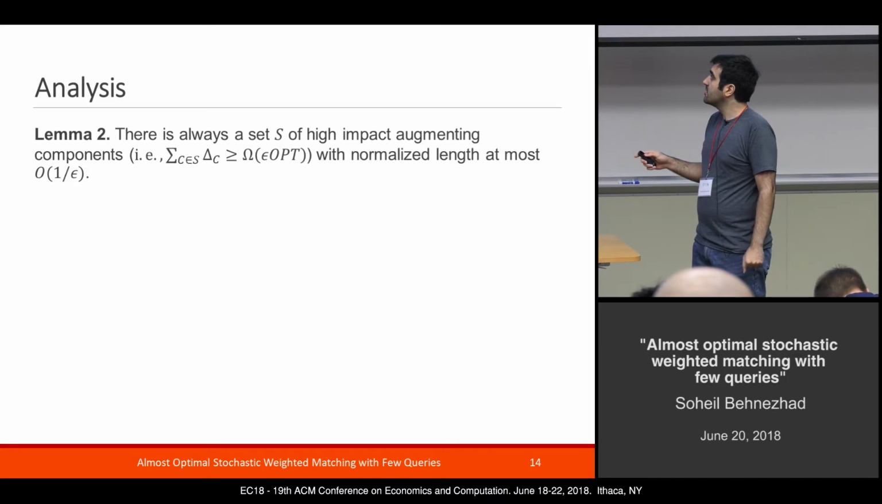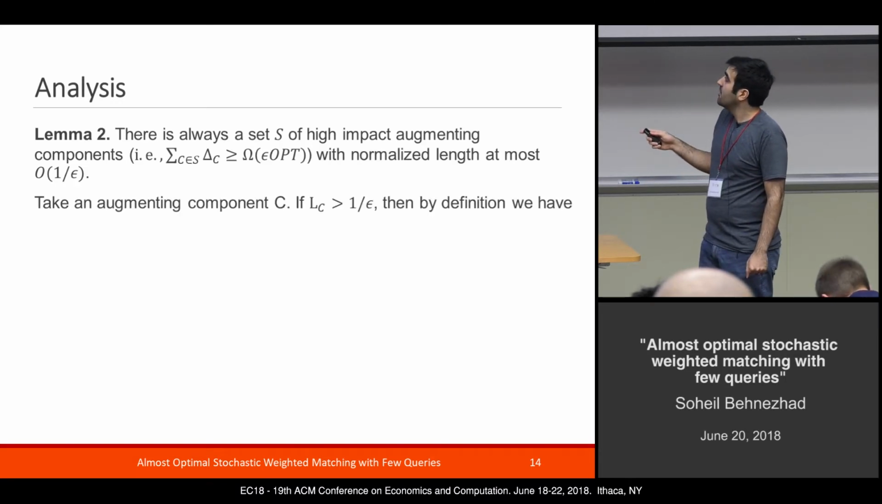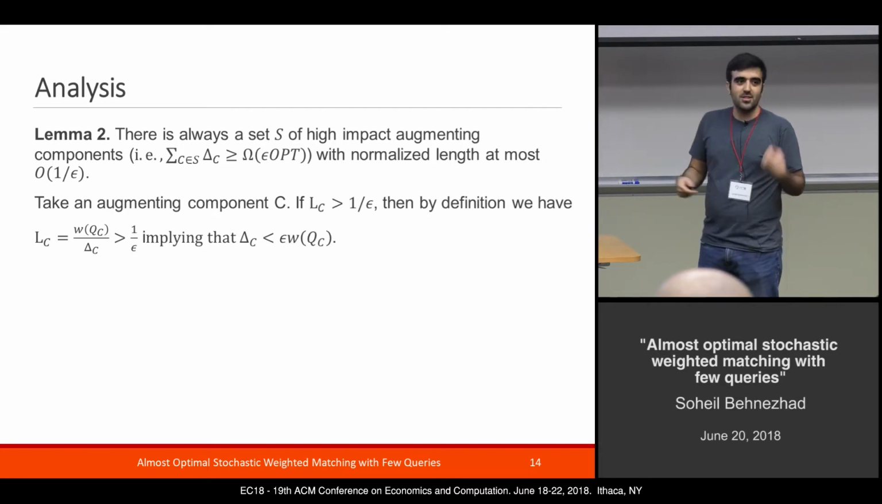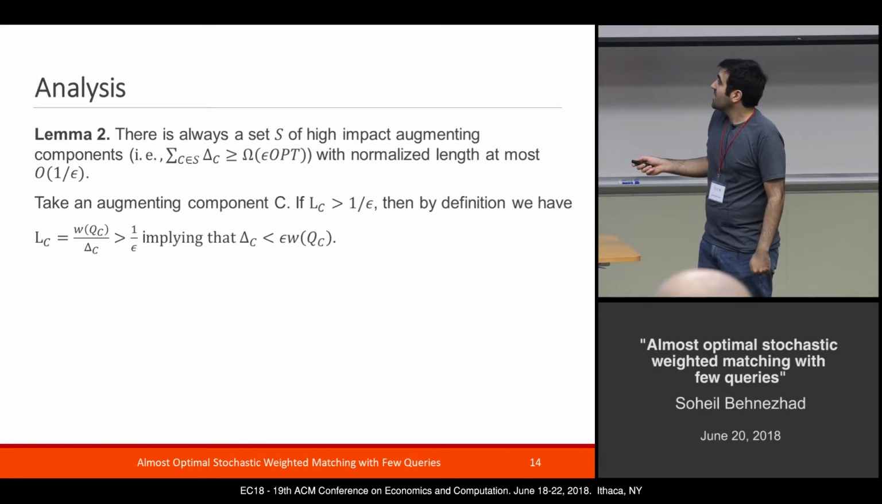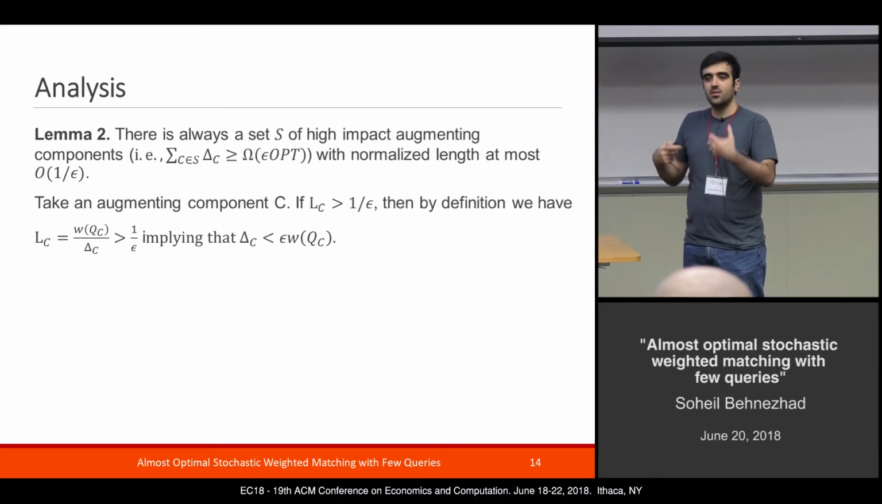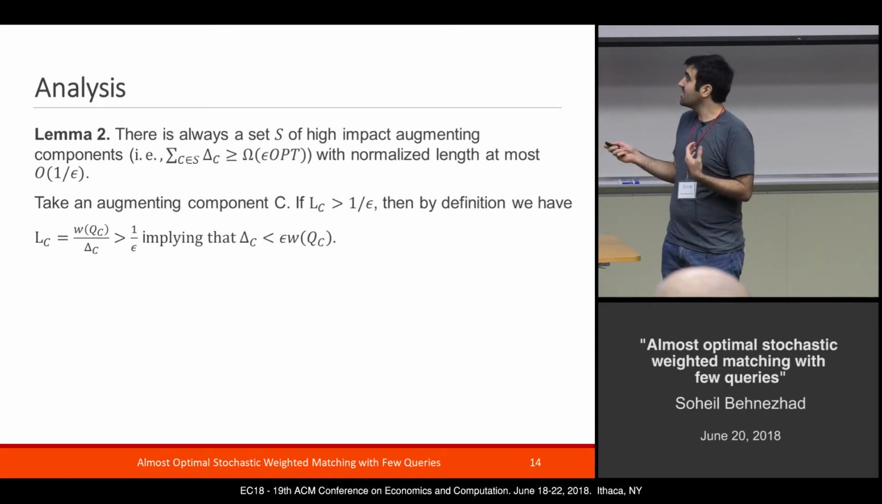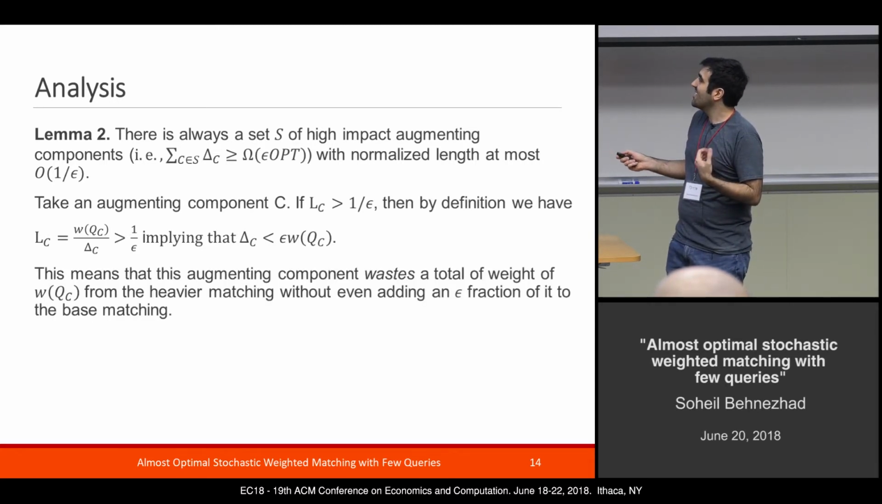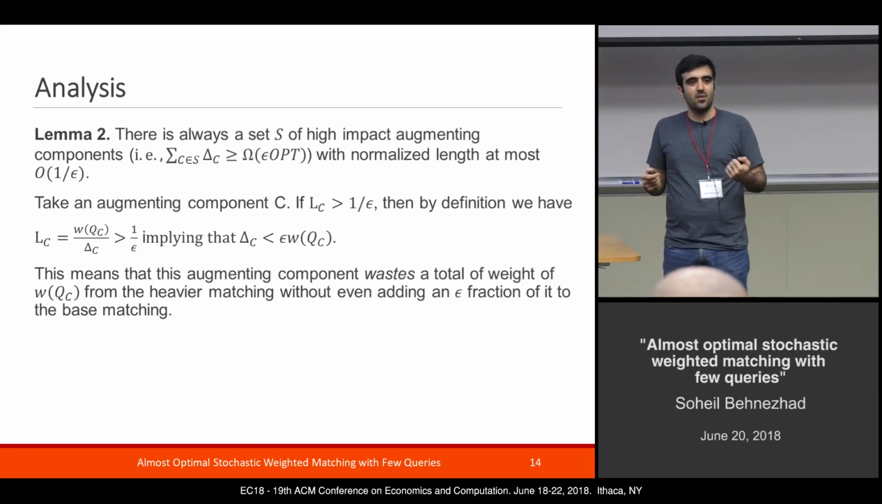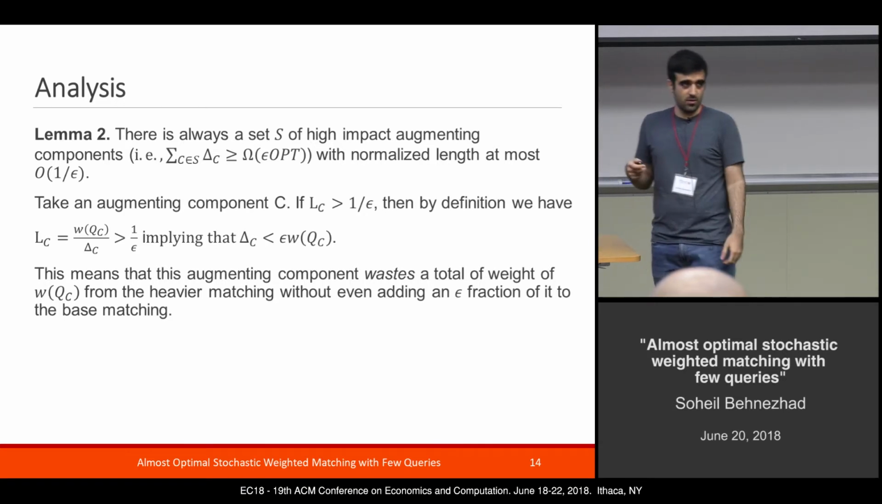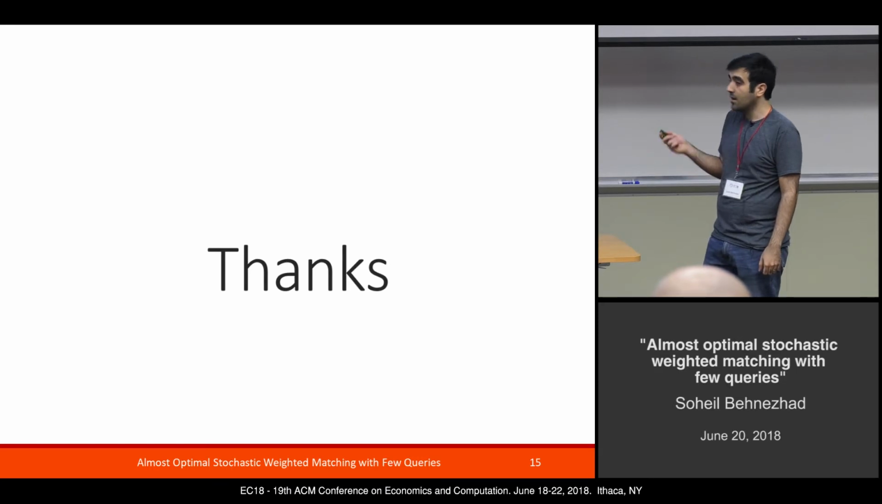And that's it. For the second part, take an augmenting component C. If its normalized length is larger than 1 over epsilon, what we get is that its delta is much smaller than an epsilon fraction of the edges of the heavier matching. So in some sense, we are wasting a weight of W Q sub C from the whole heavier matching without contributing much to the whole difference. And that's it.